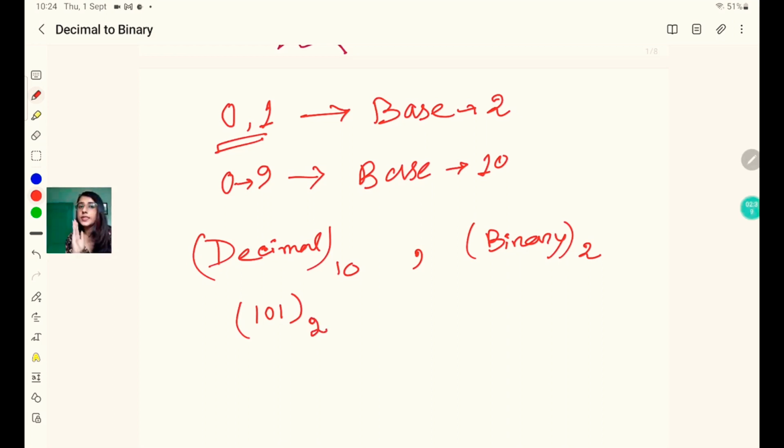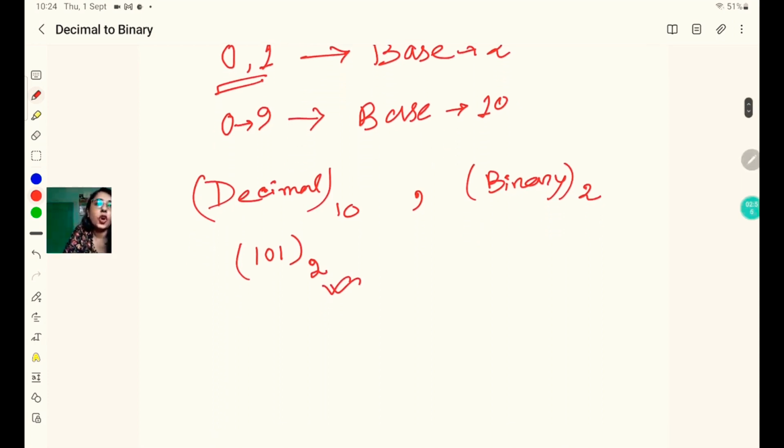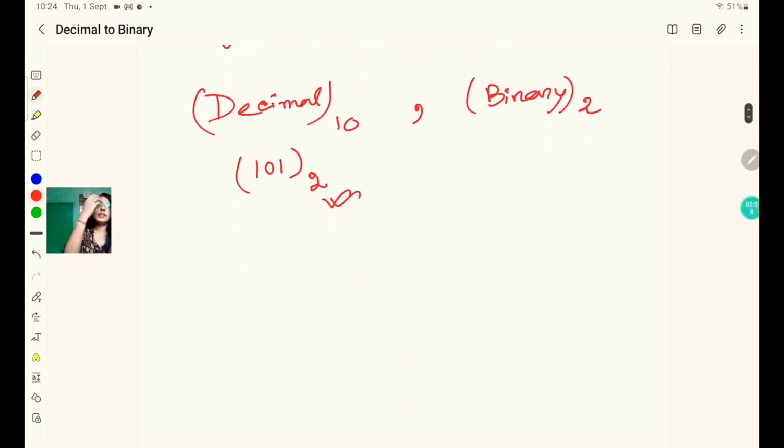So always give some importance to the base. Always look at which base it is, 2 or 10. Anyway, that was the basic information or introduction which you need to know to start this video.